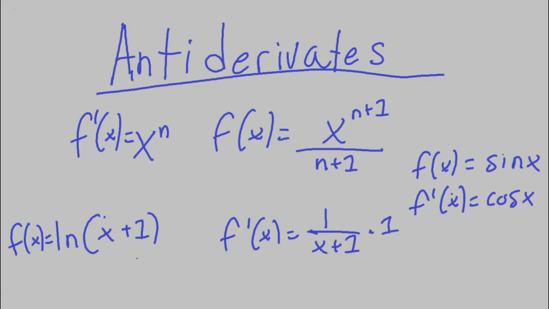And same thing with trig functions. Sine of x, the derivative of that is going to be cosine of x. So the antiderivative of cosine of x is going to be sine of x.